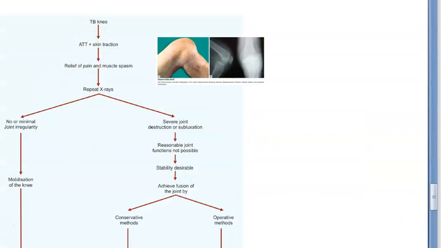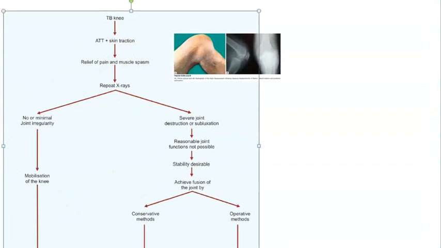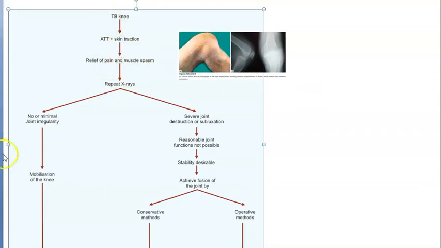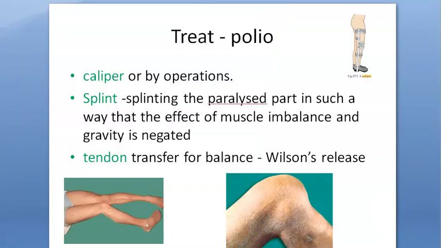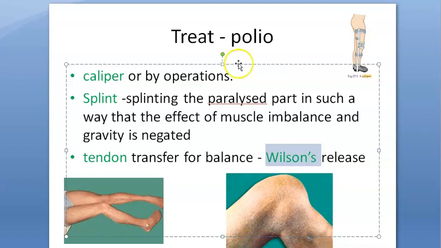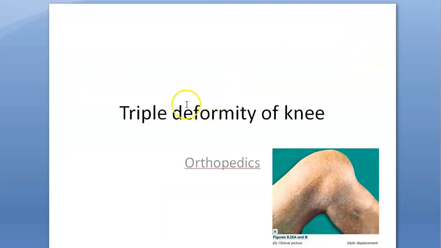This is the flow chart. Basically, you'll give antitubercular drugs and skin traction and rest the knee. After all this ATT, you will check the X-ray again. If everything is fine, then you will mobilize the knee, etc. But if it is not fine, if there is severe joint destruction, etc., then you will have to think about fusing the joint, which can be conservative with a long leg cast, or you can do an arthrodesis, compression type, Charnley's. When it comes to polio, you can give calipers, you can splint, or you can do tendon transfer, that is Wilson's release. Here they are more concerned about the balance. Okay. That's it for now in this video on triple deformity of knee. Bye-bye.